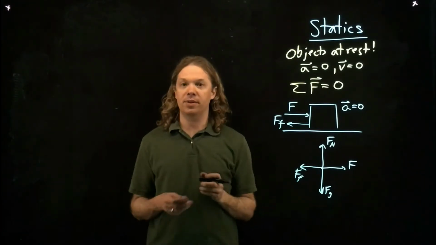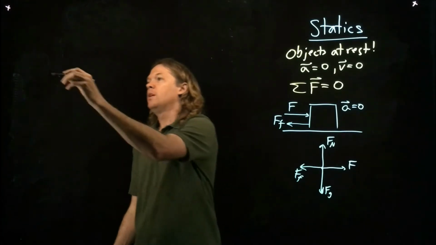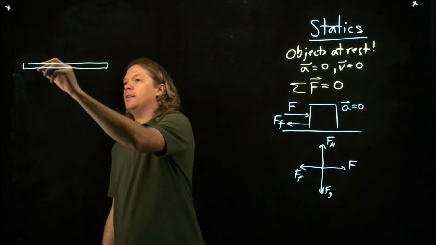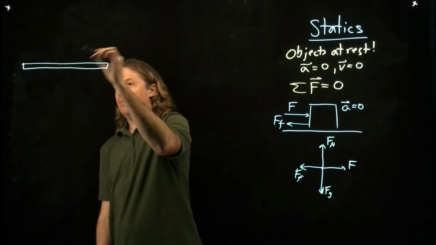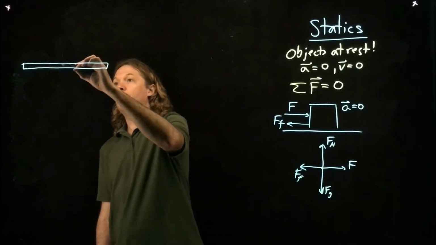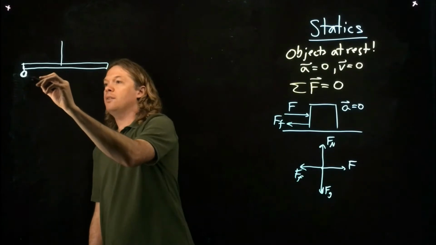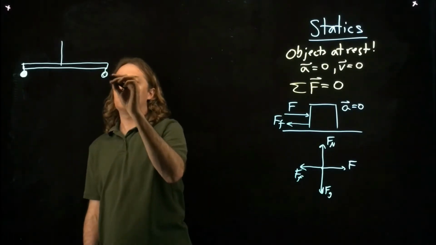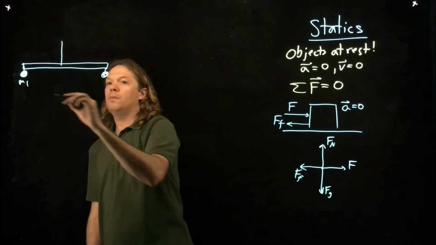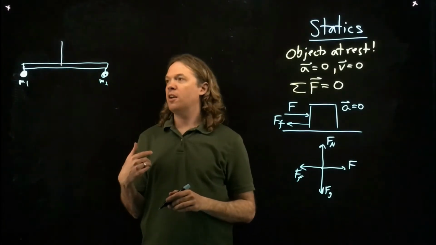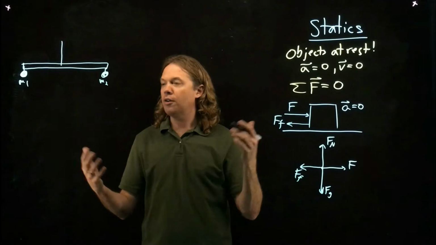So let's get an example of an object which could be rotating. So here's a beam. And let's attach a rope to about the center of the beam. So that's about the center of mass. And then I'm going to put two masses on either side of this beam, M1 and M2.